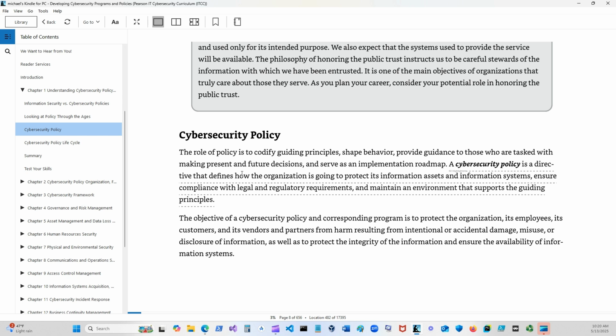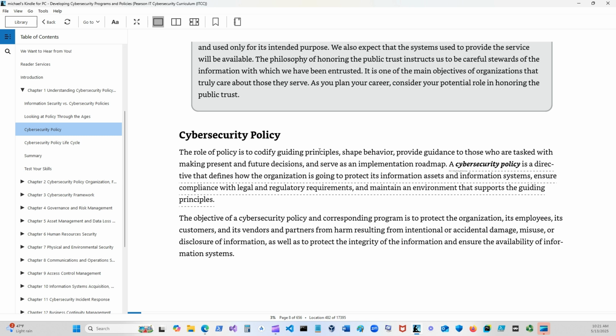Cybersecurity policy. The role of policy is to codify guiding principles, shape behaviors, provide guidance to those who are tasked with making present and future decisions, and serve as an implementation roadmap. Okay, so what does this mean? Now we're looking at this, and we're going, okay, well, that's great, but what does it mean? But this first sentence is powerful.